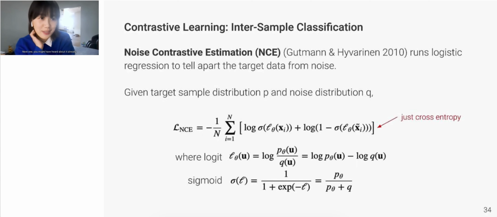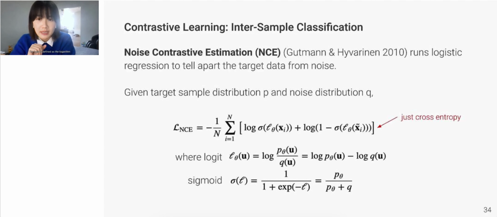Next one, you might have heard of it already. It's noise contrastive estimation, NCE. It was initially proposed to learn word embeddings in 2010, so that's quite a while ago. The core idea is to run logistic regression to distinguish between target and noisy data.